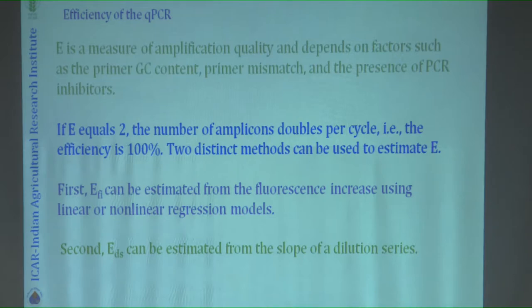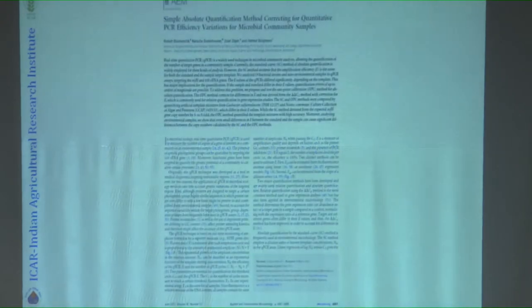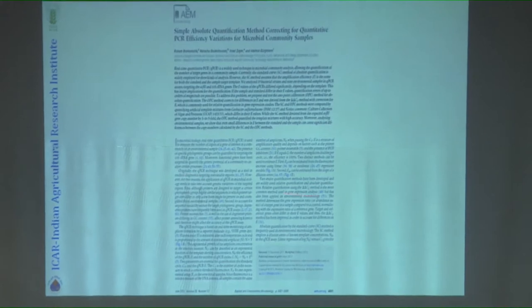These are the two ways one can estimate the efficiency. So we have absolute and relative quantitation methods. We also have efficiency by two methods. The fluorescence increase, that is efficiency FI, and then the other one is efficiency by dilution series, EDS. There are a couple of papers where they proposed different methods for quantification.